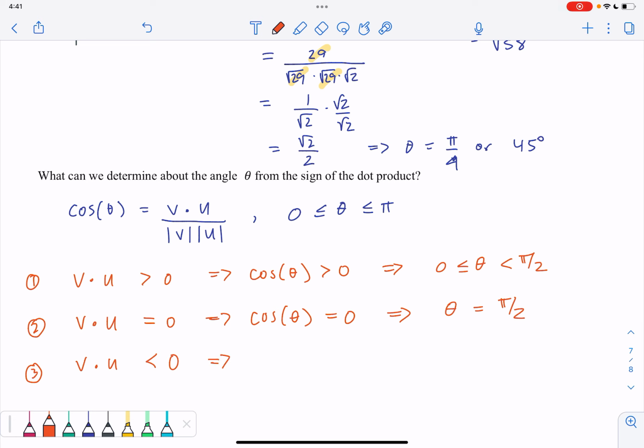And then what about if v dot u was less than 0? Let's go back up to our equation. If the top is negative and the bottom is still positive, then cosine is negative over positive, which is negative. So cosine of theta has to be less than 0. If that is the case, then I'm over in quadrant 2, where theta is less than or equal to pi but bigger than pi over 2. This helps us think about the relationship between the sign of the dot product and what we know about the size of that angle.